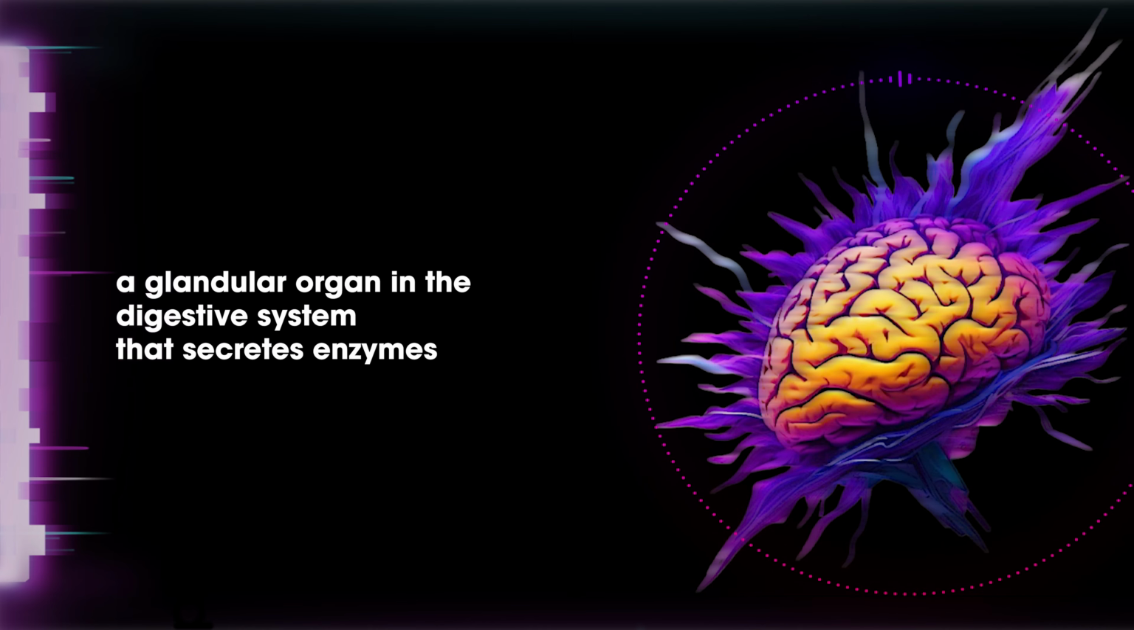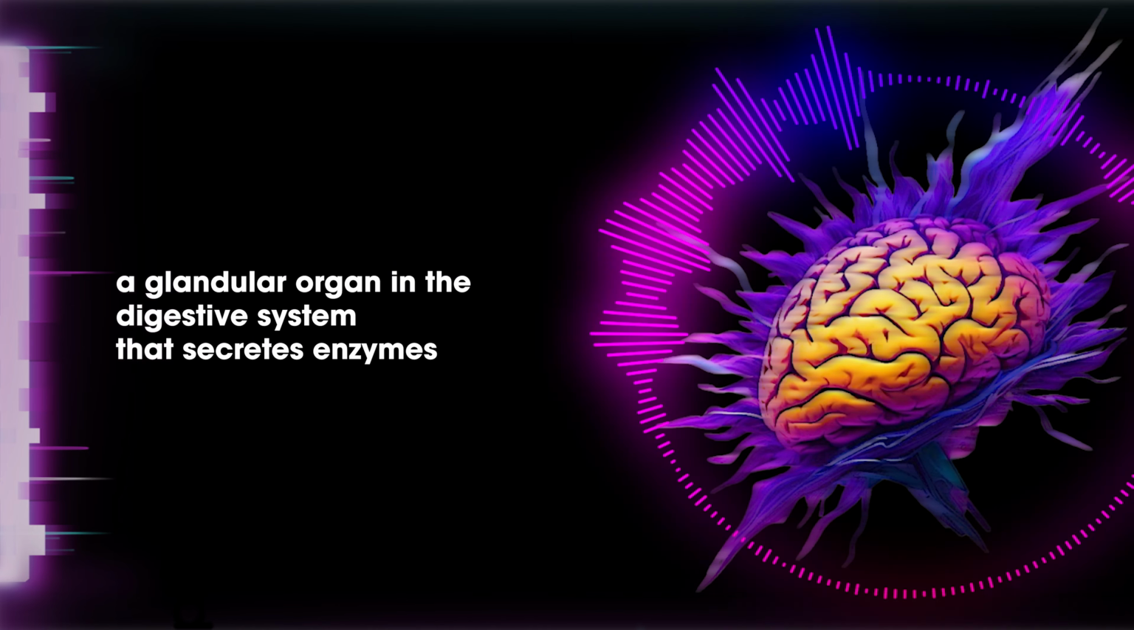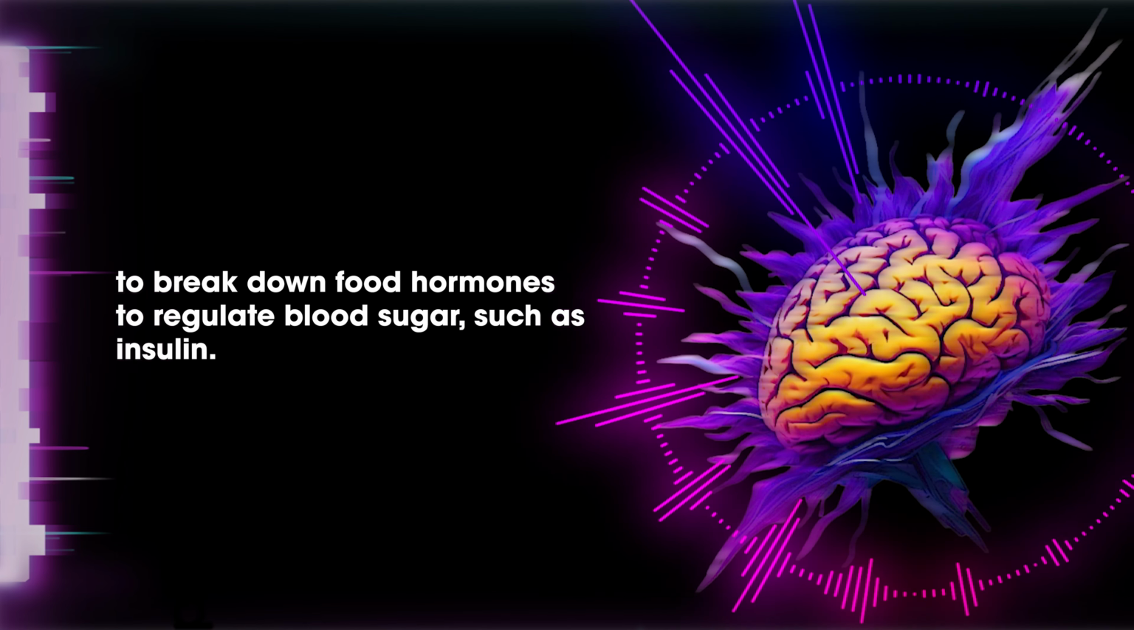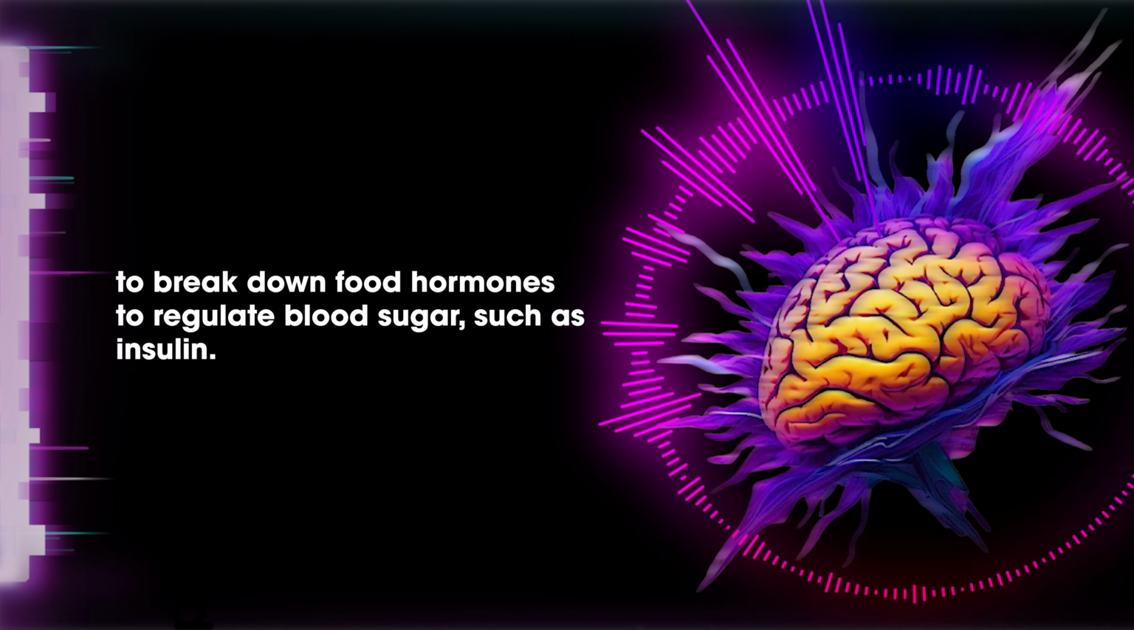A pair of male reproductive organs that produce sperm and hormones, including testosterone. Testes. A glandular organ in the digestive system that secretes enzymes to break down food and hormones to regulate blood sugar, such as insulin.